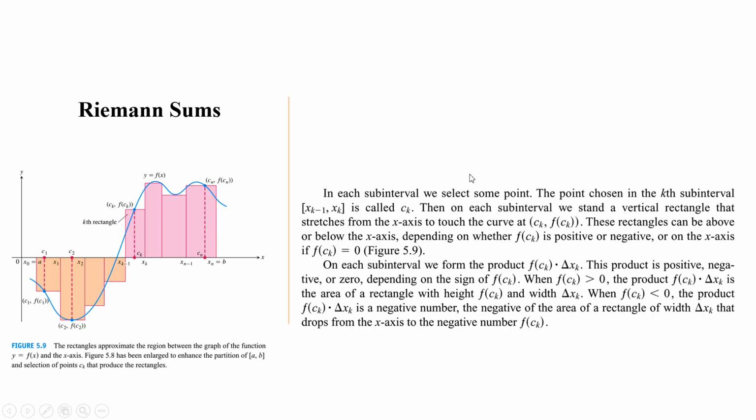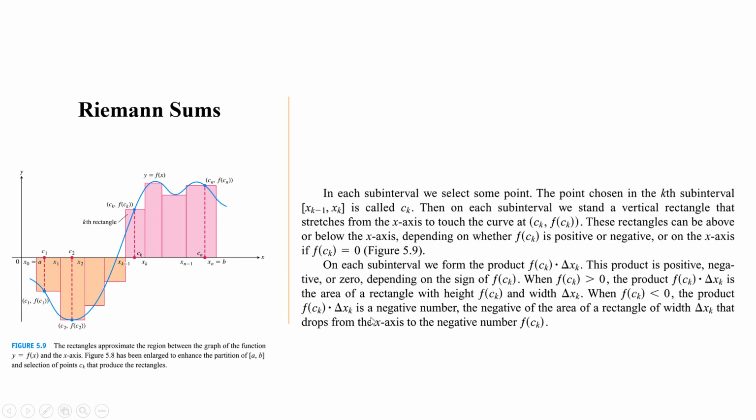So in each subinterval we select some point. The point chosen in the kth subinterval is called ck. This is the kth interval. So in the first interval we chose a point c1. Now there is no rule to choose the point. There is no midpoint rule. There is no right and left sum. We are choosing any point. So c1. Similarly, c2 lies in the second interval, c3 lies in the third interval, and we will find the height of the rectangle by f of ck.